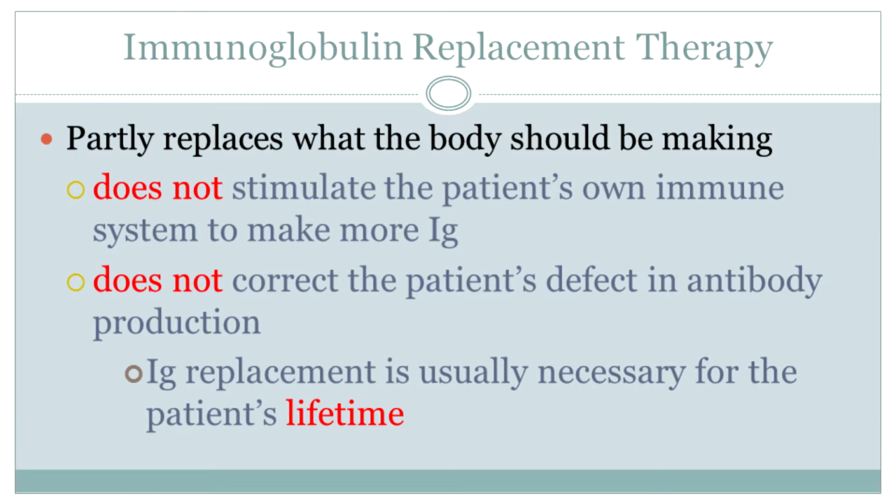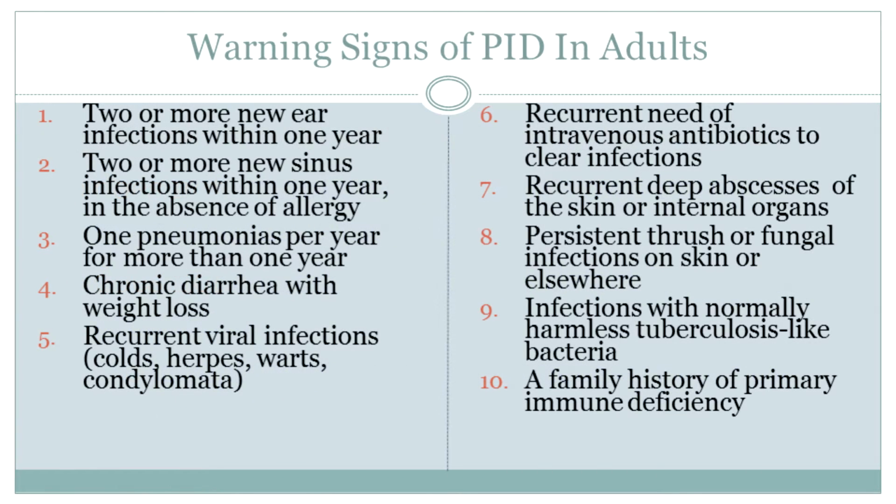And so typically, antibodies are given once every 28 days. There are subcutaneous preparations that can be given once a week, and more recently, the FDA has approved a once-a-month subcutaneous treatment that's facilitated by enzymes.